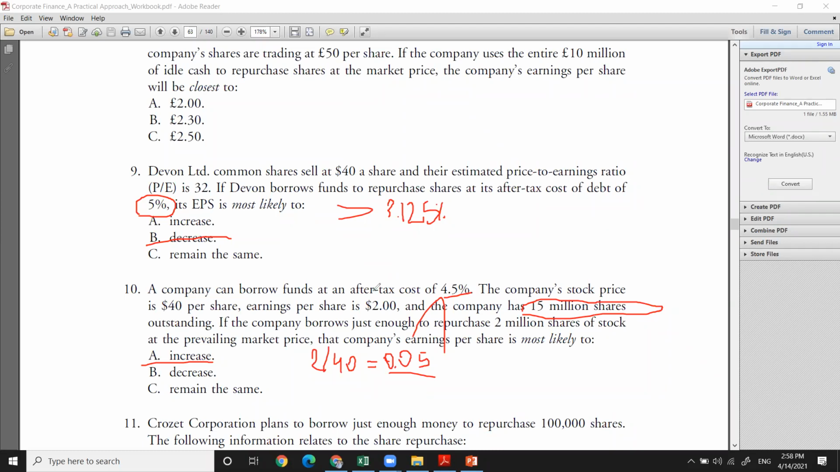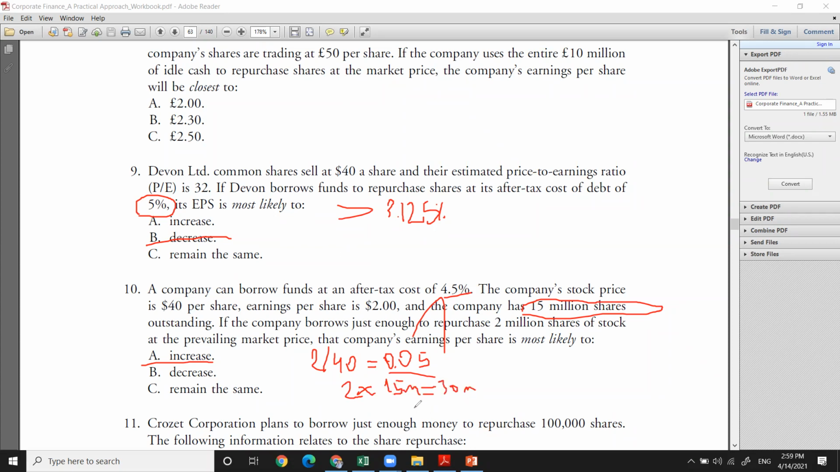We don't need to find it, but I want you to find it just to understand the logic. We have $40 per share, 30 million. How did you find it? Earnings per share times outstanding shares. Yes, $2 multiplied by 15 million makes you 30 million.